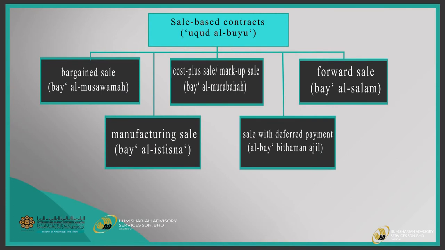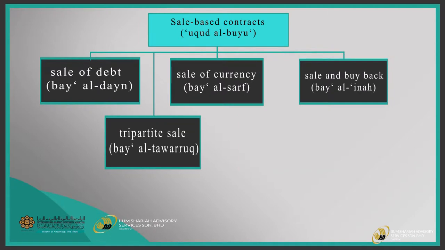Sale-based contracts, uqud al-buyu', include bargain sales, bai'ul musawamah, cost plus sale or markup sale, bai'ul murabahah, forward sale, bai'ul salam, manufacturing sale, bai'ul istisna', sale with deferred payment, al-bai' bithaman ajil, sale of debt, bai'ul dain, sale of currency, bai'ul sorof, sale and buyback, bai'ul ainah, and tripartite sales, bai'ul tawarruk.